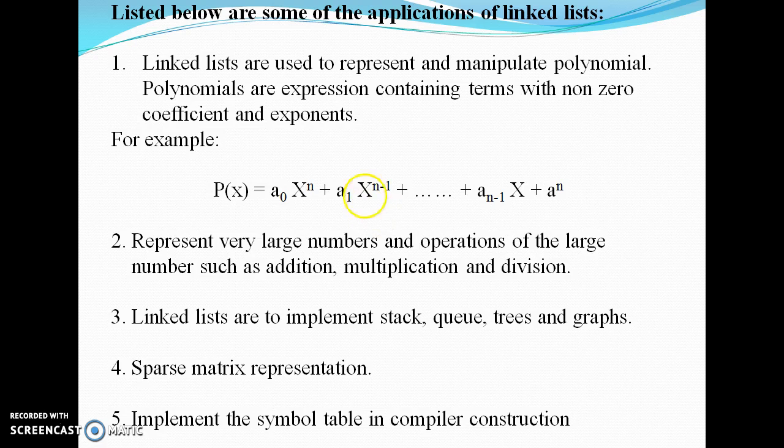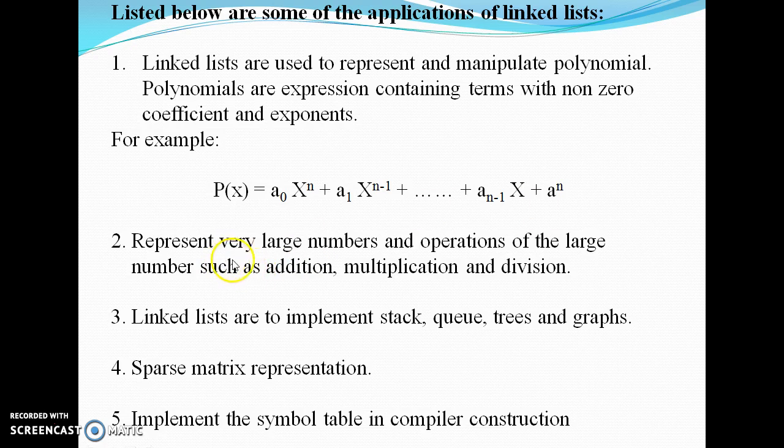The first one is used to represent and manipulate a polynomial. As we know, polynomials are expressions containing terms with non-zero coefficients and exponents. Example: P of x is equal to a0 x raised to n plus a1 x raised to n minus 1, up to the last term a n. So linked lists are used to represent polynomials. We can also do addition on polynomials and many other operations.